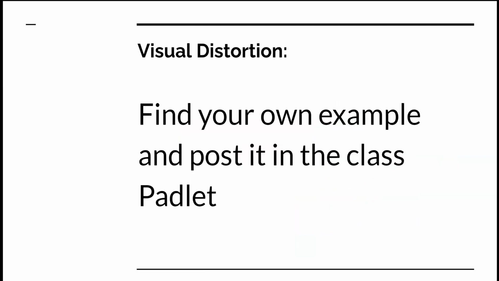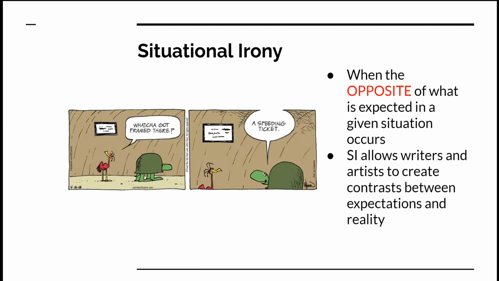Once again, find your own example and post it in the class, and I'll tell you this one, just Googling visual distortion is going to give you a bunch of garbage. You're going to have to think a little bit harder about this one to find a meaningful example that doesn't totally stink. Finally, one that we've touched on before, but we would be remiss if we did not talk about, and that is situational irony.